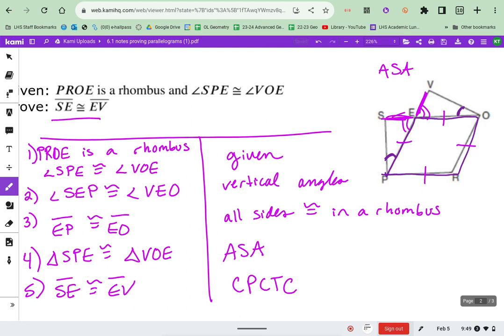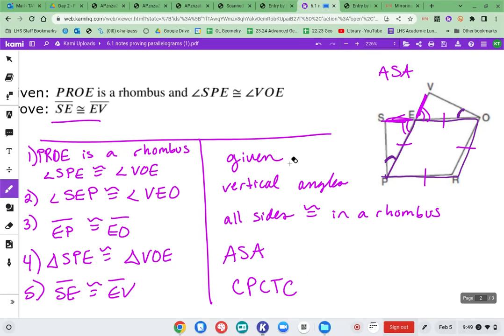And that's it. Okay, you guys go ahead and try the last one, and I'll put the solution up on the screen here in a little bit.